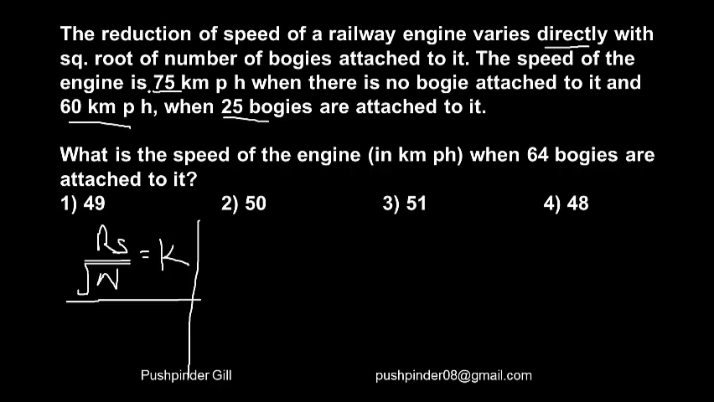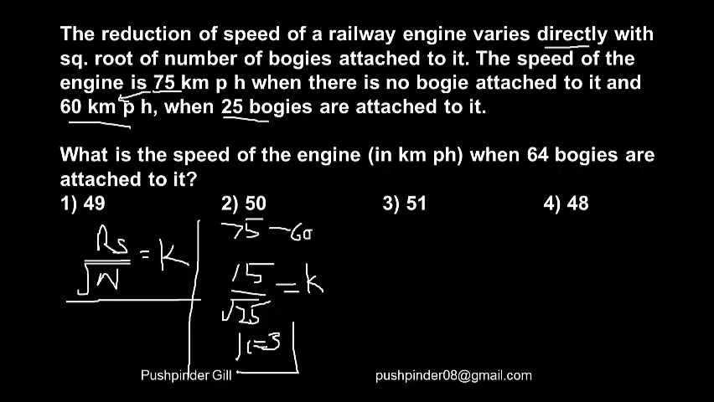So by how much amount did the speed reduce? It was 75 earlier, now it is 60. That means the speed reduced by 15 divided by the square root of 25. That is the value of K, which is nothing but 15 by 5, that is 3. So this is the value of K. I hope everyone understood. This is not the speed, this is the reduction in the speed.